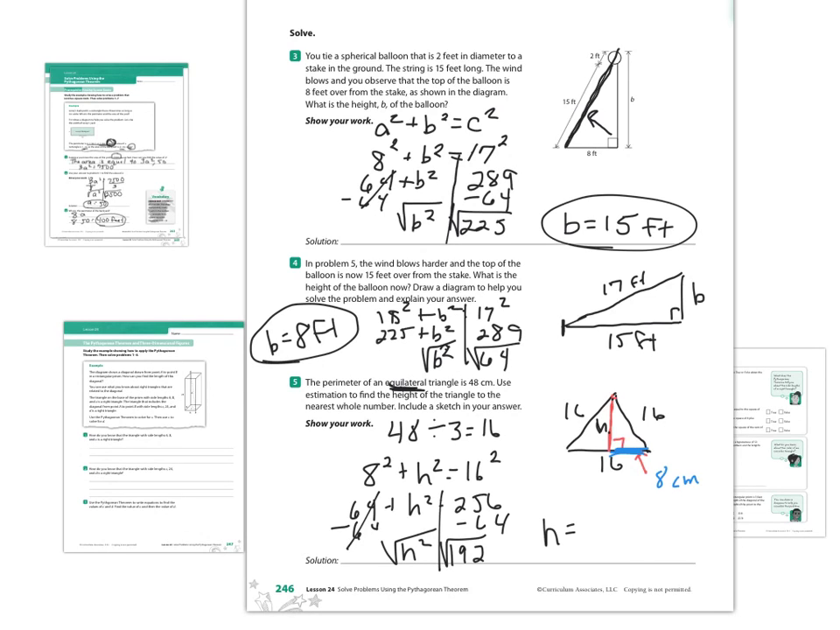So because we're using estimation, to find the height, I am going to estimate that triangle to be approximately, okay, that's a little wavy equal sign there. It's going to be approximately 14 centimeters.